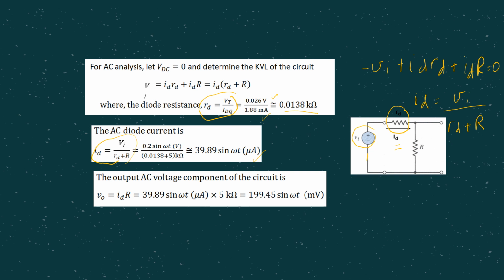Okay, then in this case, you are supposed to get the V0, the AC component of the output voltage. V0 equals IDR. Okay, just the same thing, but in this case, obviously it is in the form of sine omega t, because we are talking about AC signal.